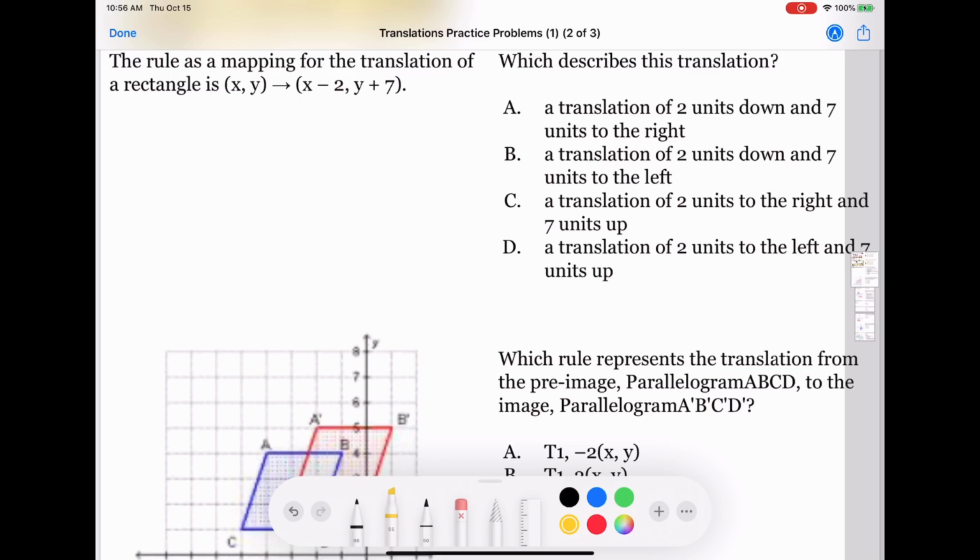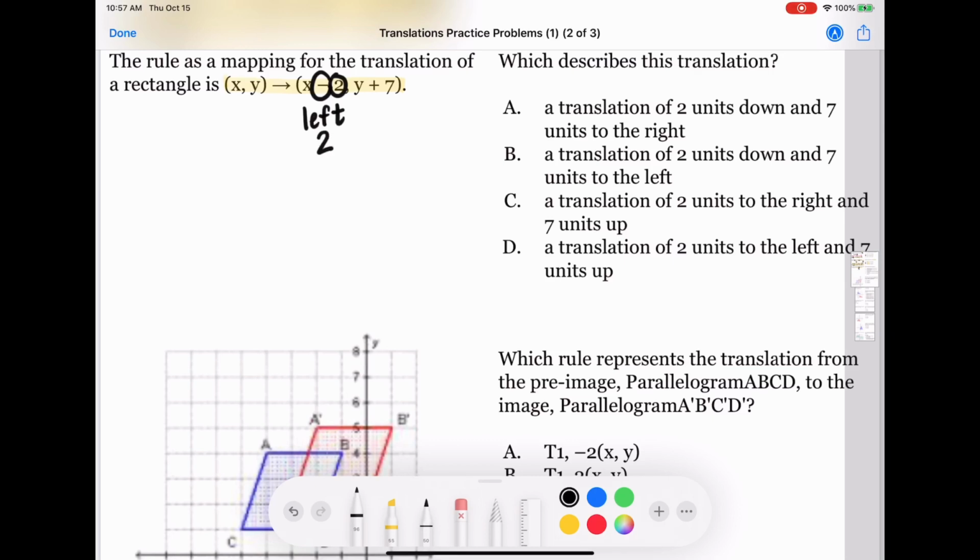Let us look at this next question. This question states that the rule as a mapping rule for the translation of a rectangle is, there's our mapping rule. The question is asking us to determine which of these statements best describes that mapping rule. Well, let's look at the mapping rule. We can see that the rectangle is being translated 2 units horizontally. More specifically, because we have a -2, we know that we are moving to the left.